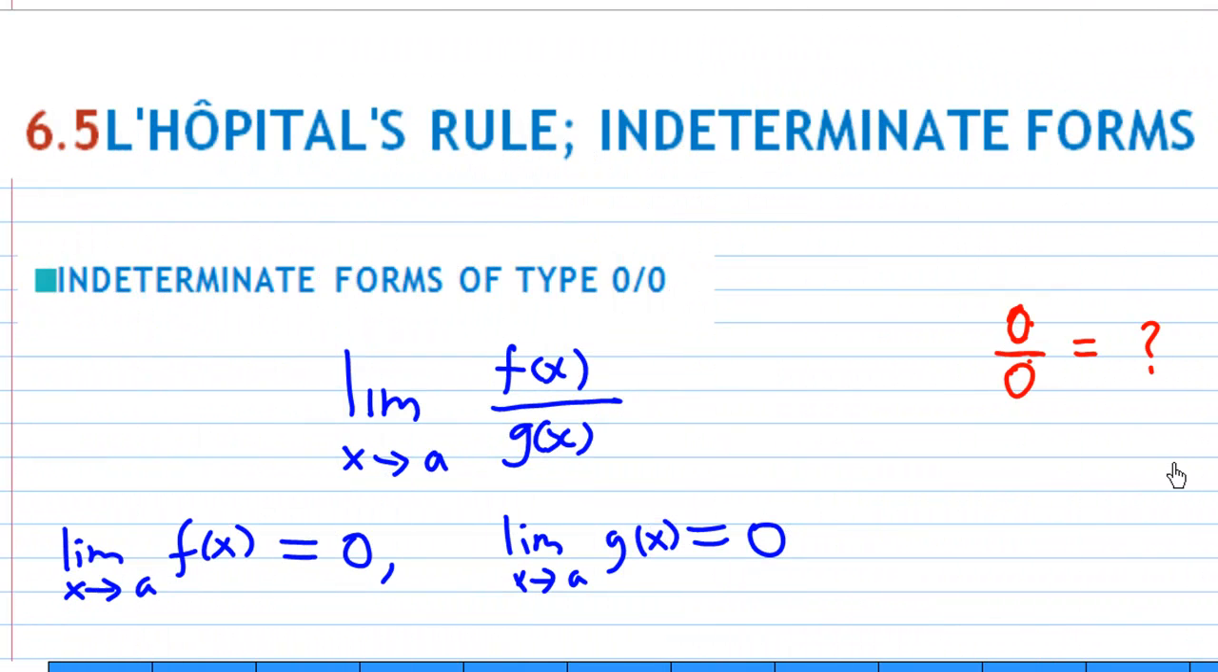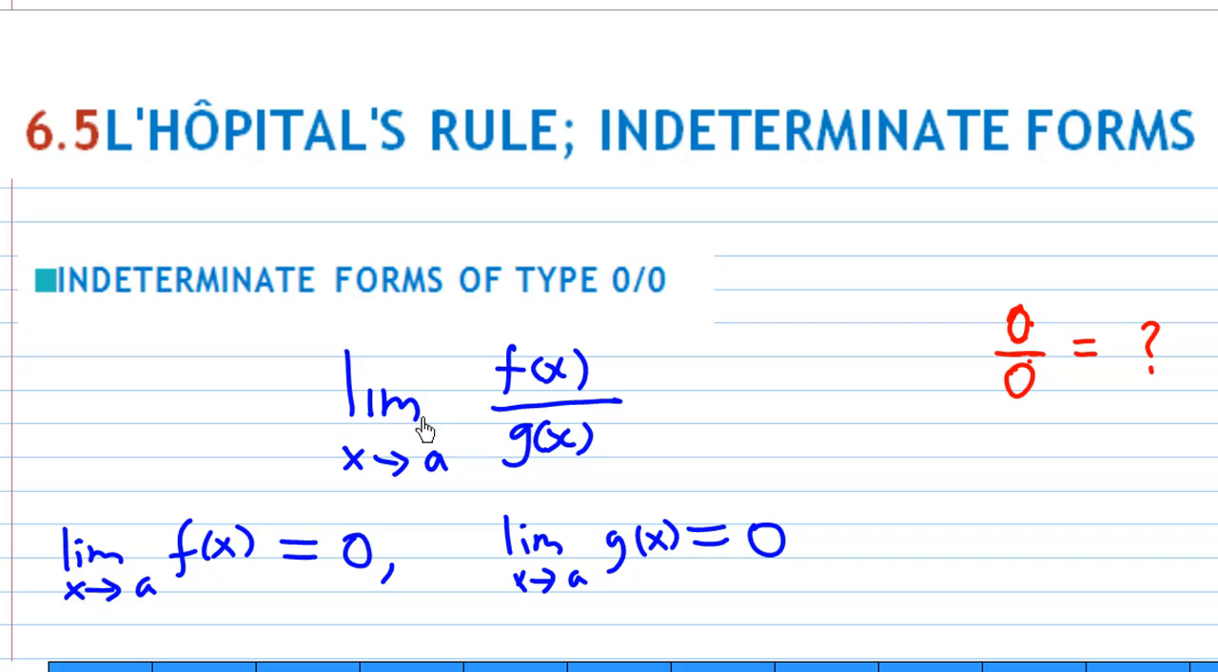This recording will explain to you how to apply L'Hopital's rule to find the limits of indeterminate forms. What is the meaning of indeterminate forms? In particular, I will be focusing on the type 0 over 0 in this recording.